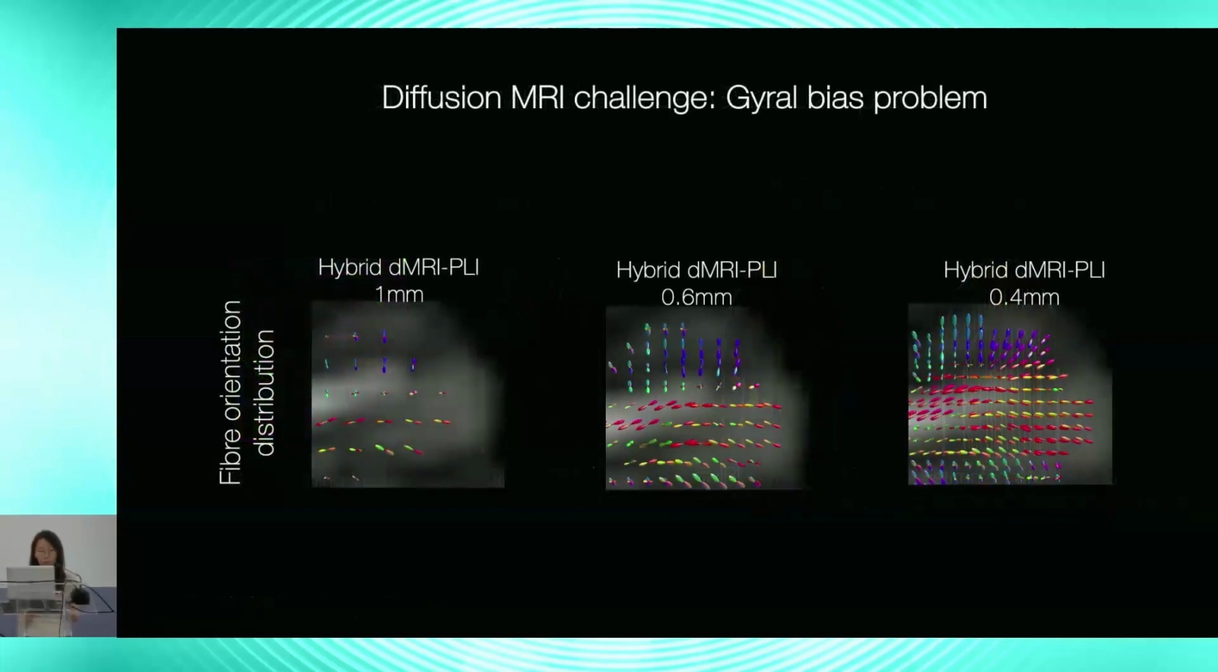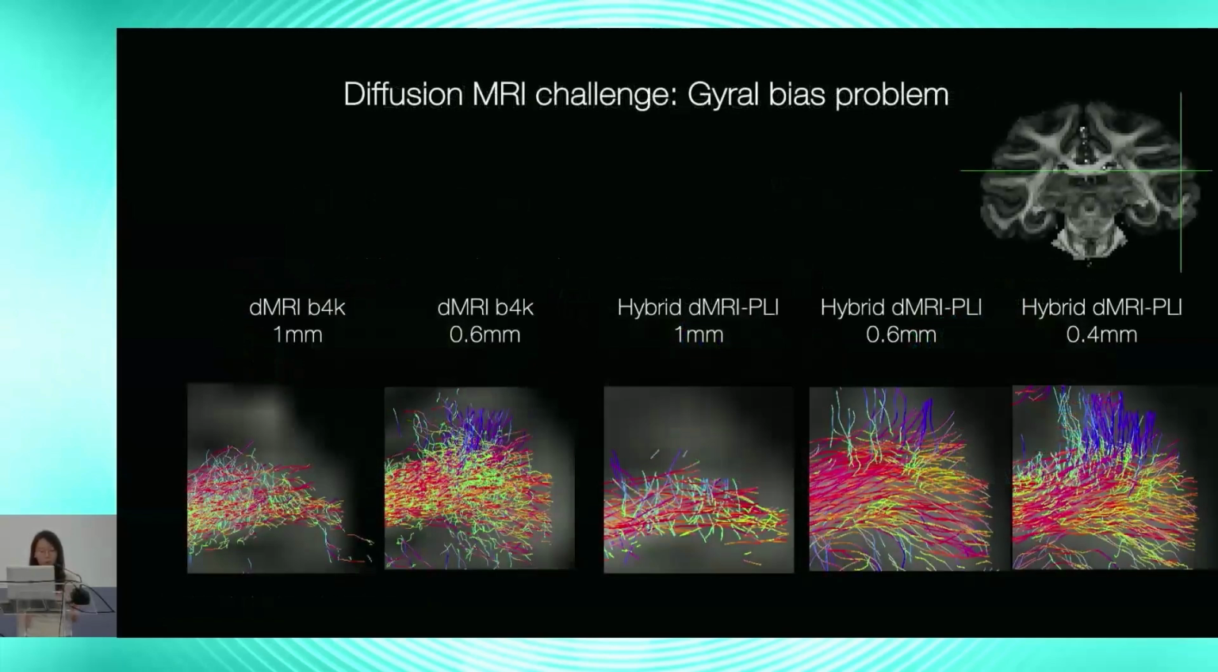In our hybrid orientation, we can see as we increase the spatial resolution, we can overcome this gyral bias problem. At 1 millimeter, we couldn't see an obvious fanning pattern, but at 0.4, we can get a more even distribution in the gyral crown and gyral walls. If we do the tractography, we can also see this trend. In diffusion MRI at 1 millimeter, we can observe this problem. But if we increase the resolution, in hybrid orientation, we can overcome this problem, and we can see a more obvious trend in the hybrid orientation as well.